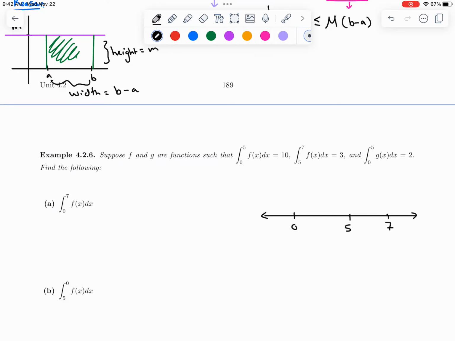The x value on top is the upper limit. All the bounds, 0, 5, and 7, are from the bounds of the integration.